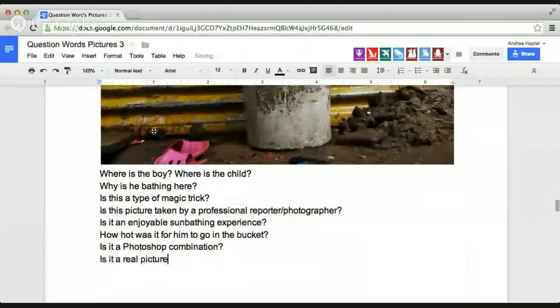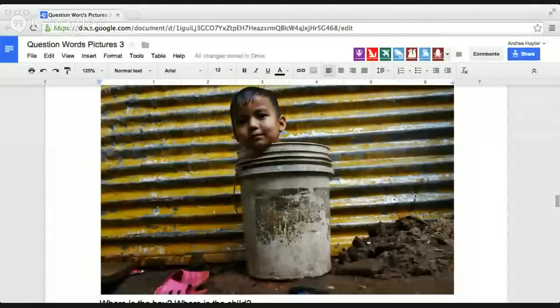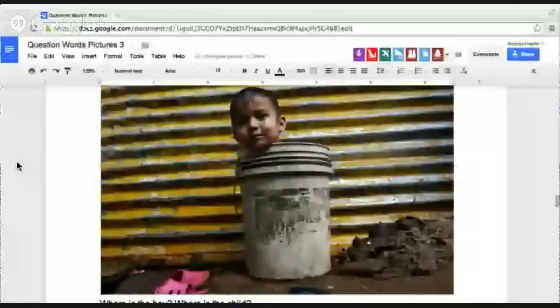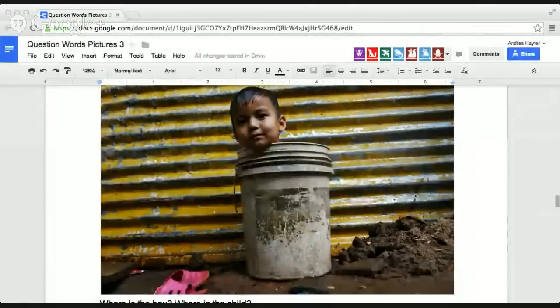Okay, I want to ask more questions about this picture, but I need to stop very soon. So I will give you the description for it. I don't think this is Photoshopped, but it looks like it could be. Okay, so this is a boy sits in a bucket as he plays while waiting for his mother to fetch water. She's going to get water from a nearby hand pump to bathe him. So he's waiting for a bath outside a makeshift hut.